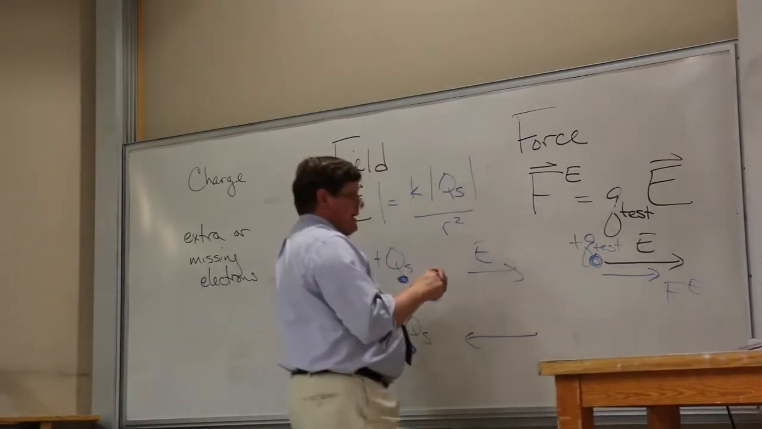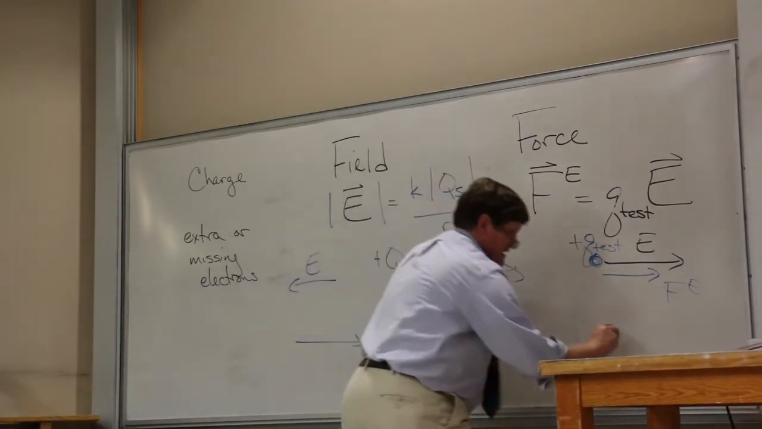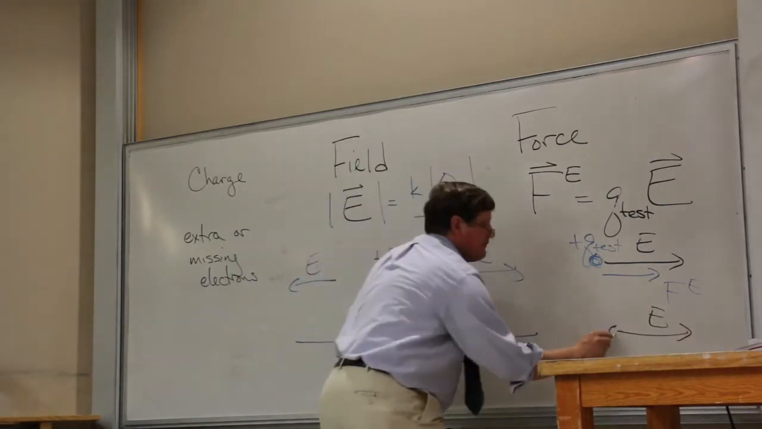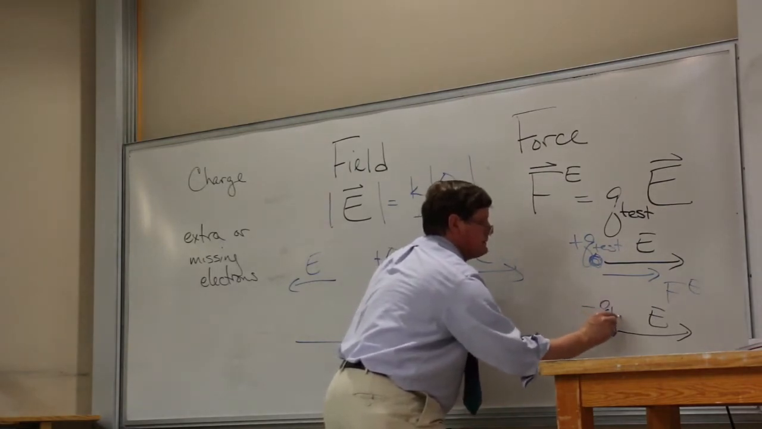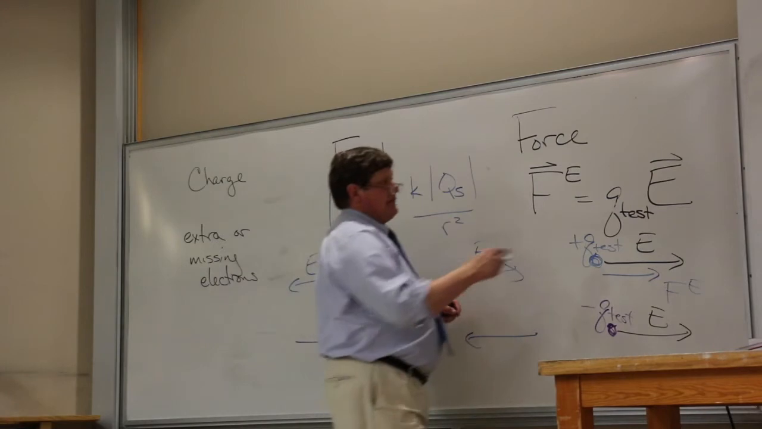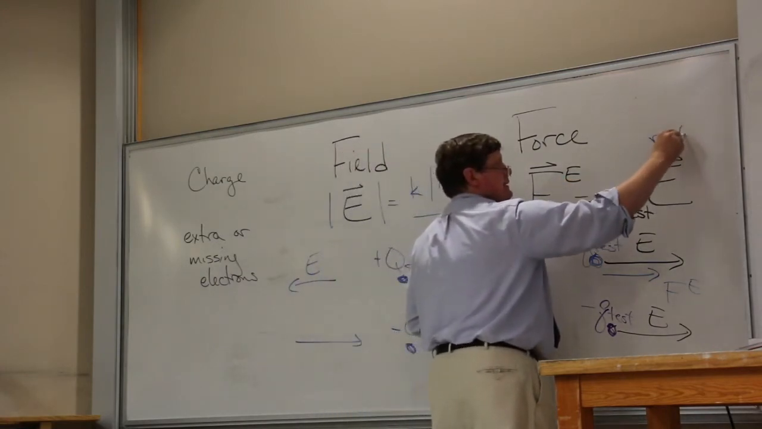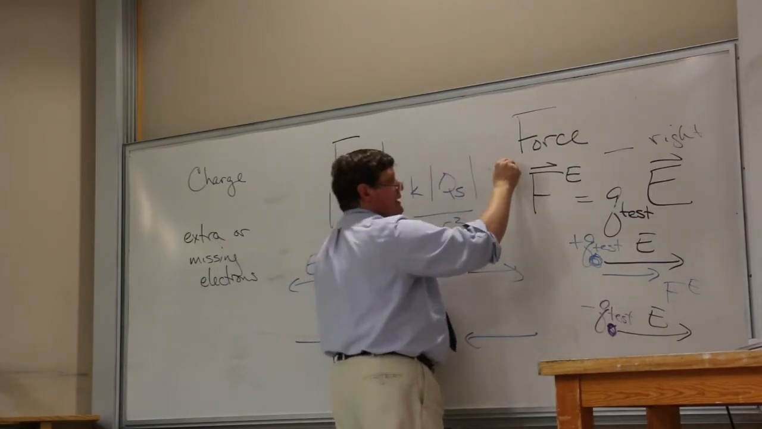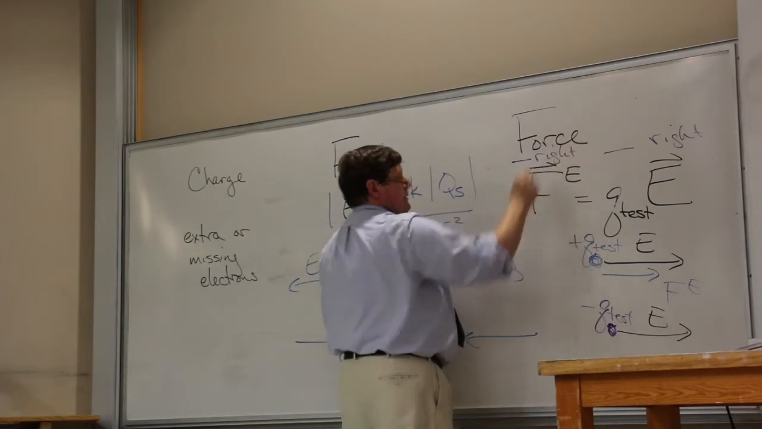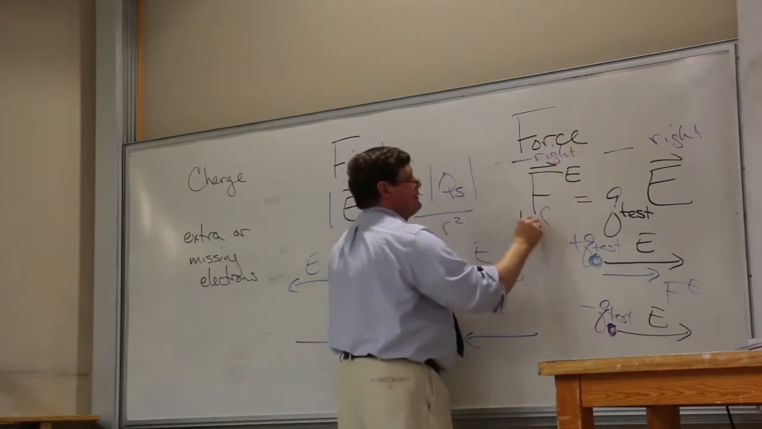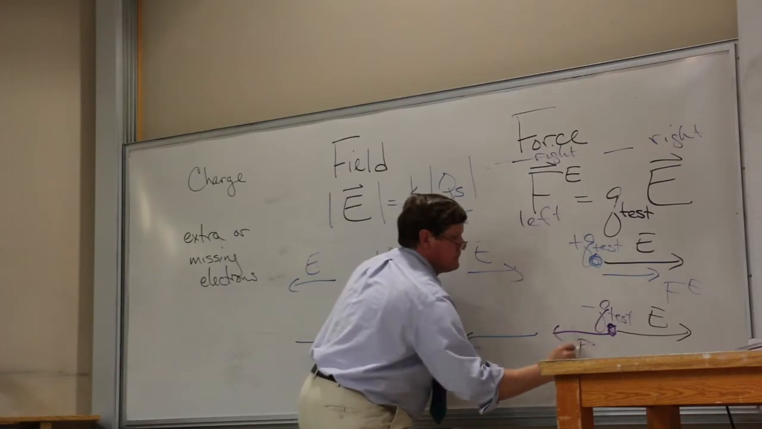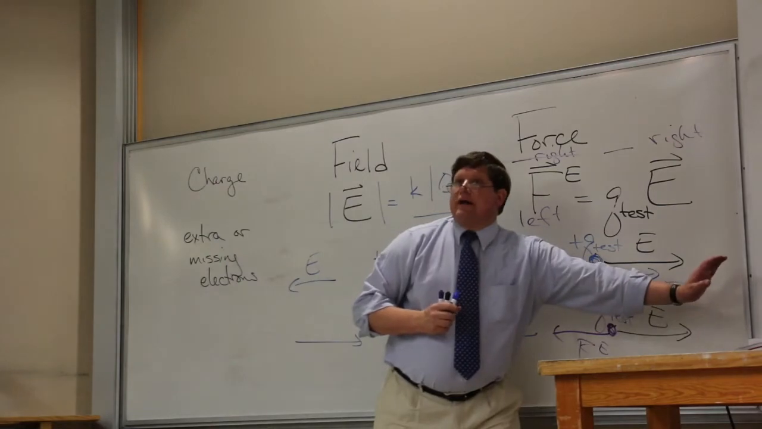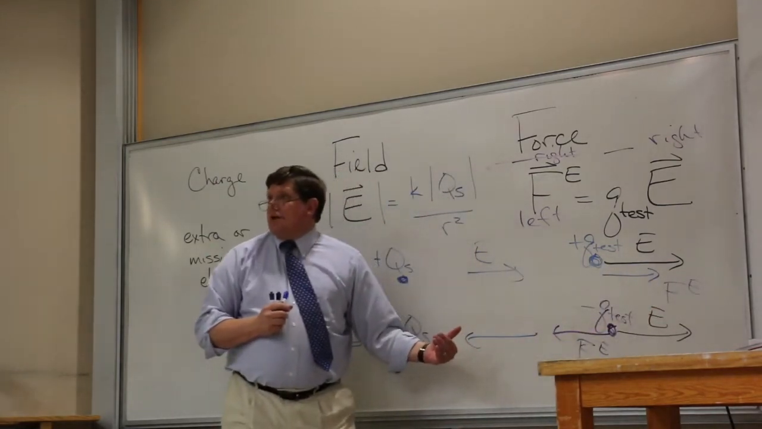Now, if, on the other hand, I have an electric field to the right, and I have a negative test charge, in that case, this is going to be to the right, this is going to be a negative, and that means this force is going to be in the negative right direction, which is just another way of saying left. Okay? If a positive 1 coulomb would be pushed this way, a negative charge would be pushed the other way.